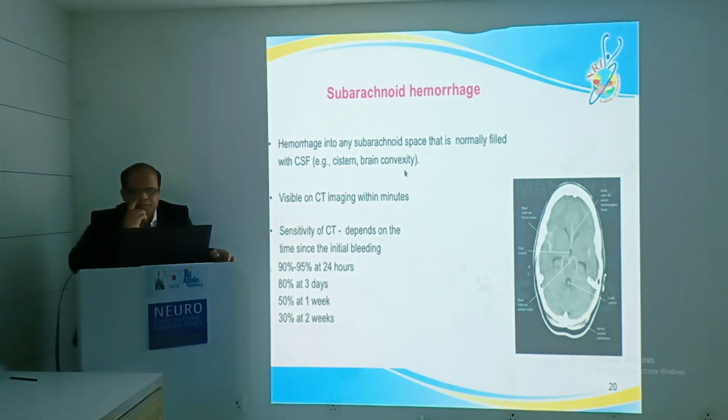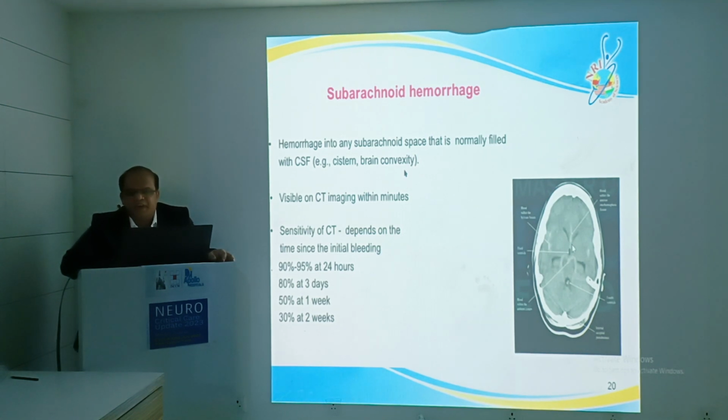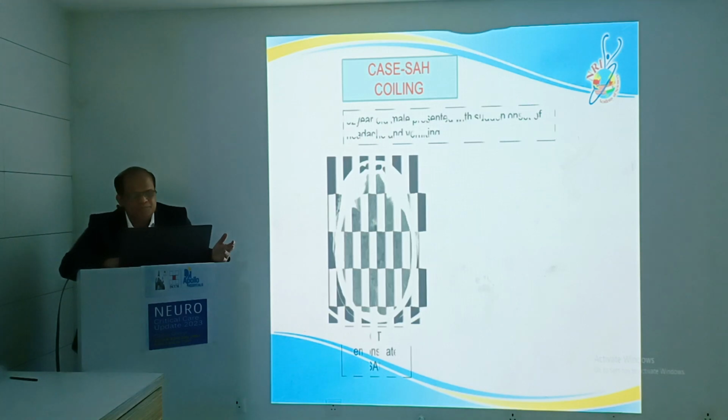And this is a subarachnoid hemorrhage. We can identify the image of subarachnoid hemorrhage by identifying blood in the subarachnoid spaces, like the circle of Willis here, and in the Sylvian fissure. In the initial period, the sensitivity of the CT scan is around 90 to 95%. As time progresses, the sensitivity decreases to 30% within 2 weeks.